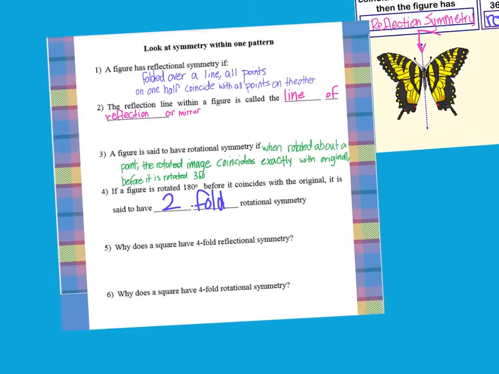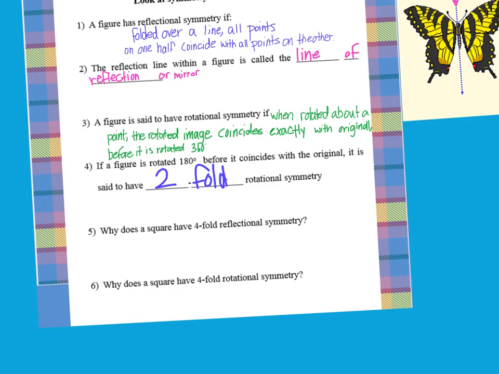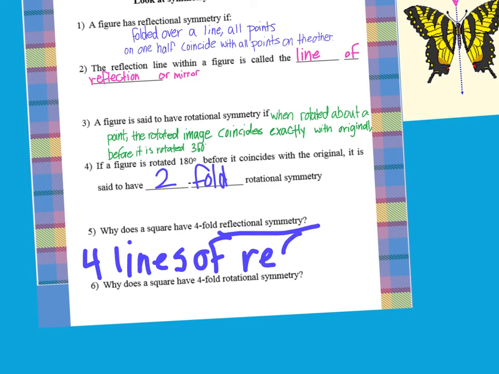Why does a square have 4-fold rotational symmetry? Because you can turn it 4 times. 4-fold reflectional, because there are 4 lines of reflection, 4 distinct lines of reflection. And if you don't believe me, try it. Cut out a square. Try folding it along each of the diagonals, and then try folding it horizontally and vertically.